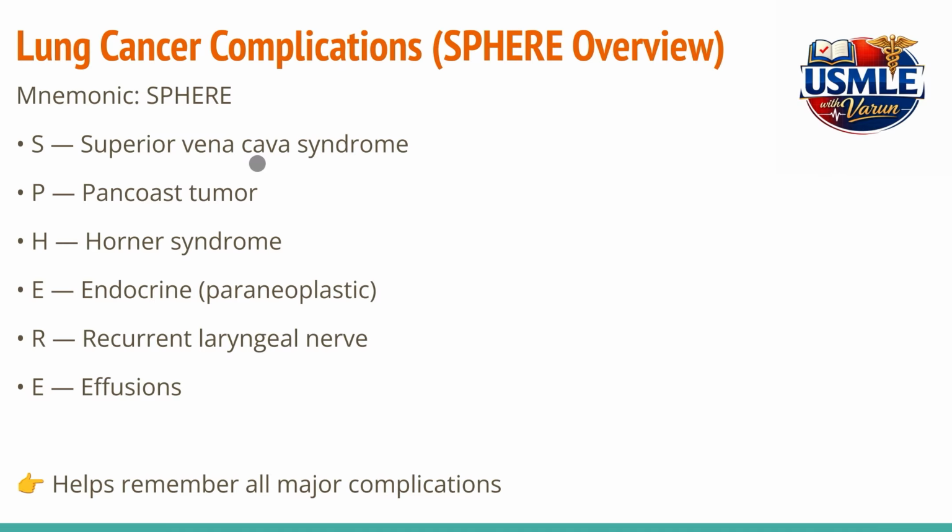To remember the complications of lung cancer, we use the mnemonic SPHERE. S stands for superior vena cava syndrome, P stands for Pancoast tumor, H stands for Horner syndrome, E stands for endocrine defects or paraneoplastic syndromes, R stands for recurrent laryngeal nerve, and E stands for effusions, pleural or pericardial effusions. So most exam questions will describe symptoms and we just have to identify which structure is being affected.